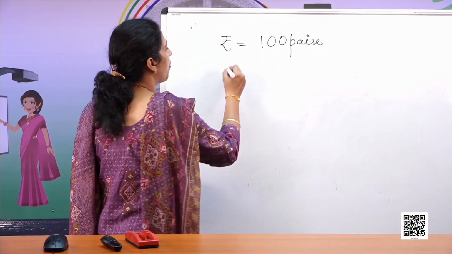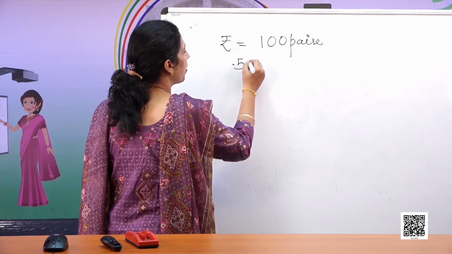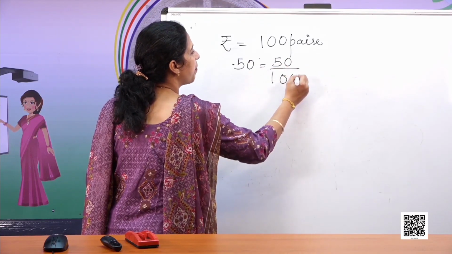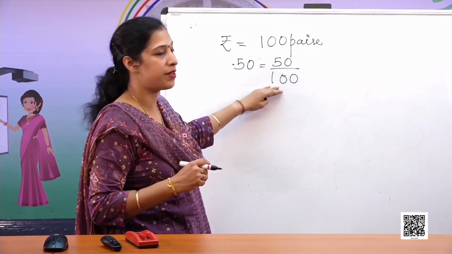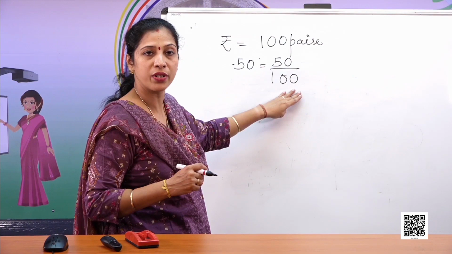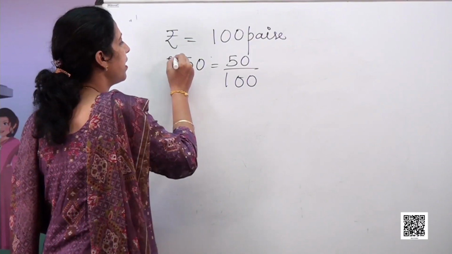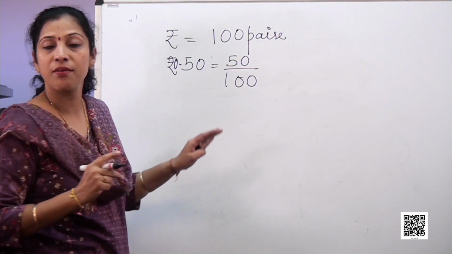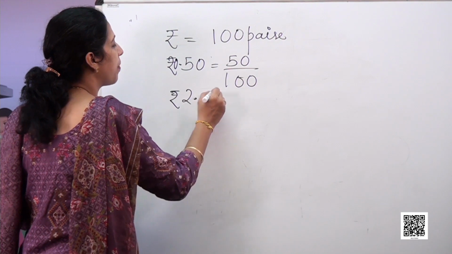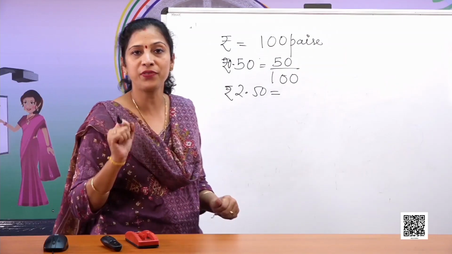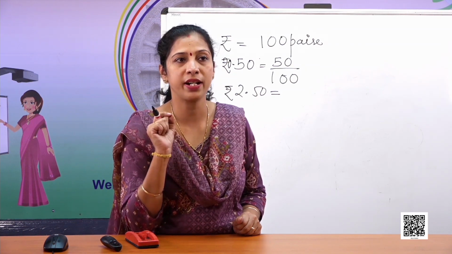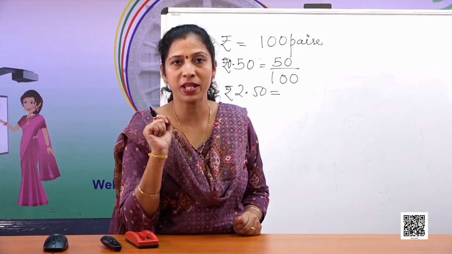How? Because 0.50 is equal to 50 parts out of 100 parts. This is 100 equal parts, that is 100 paise. So 50 paise out of 100 paise is written as rupees 0.50. So rupees 2.50 is nothing but 2 rupees and 50 paise. Similarly, 120.50 is nothing but 120 rupees and 50 paise.